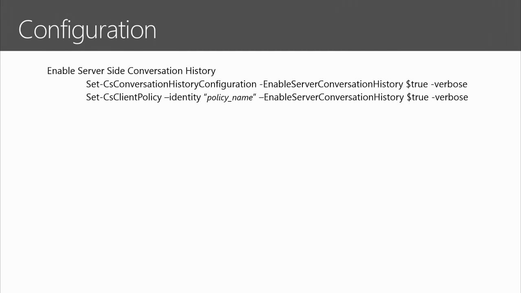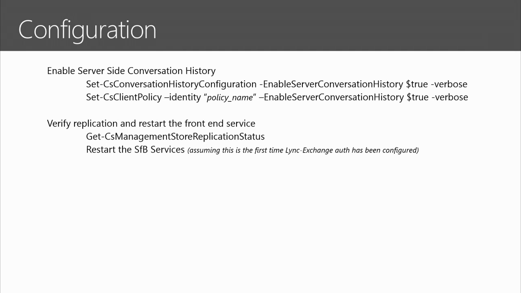And then we also have it at the client policy level, so that if at the global level your conversation history is enabled, but you want only a few clients enabled for synchronized conversations and a few not, you can split it up using different client policies and enable the same flag at the client policy level as well. Make sure the replication is happening, and if this is the first time you are setting this up and your OAuth wasn't set up before, you have to restart the front-end services to get this into effect.